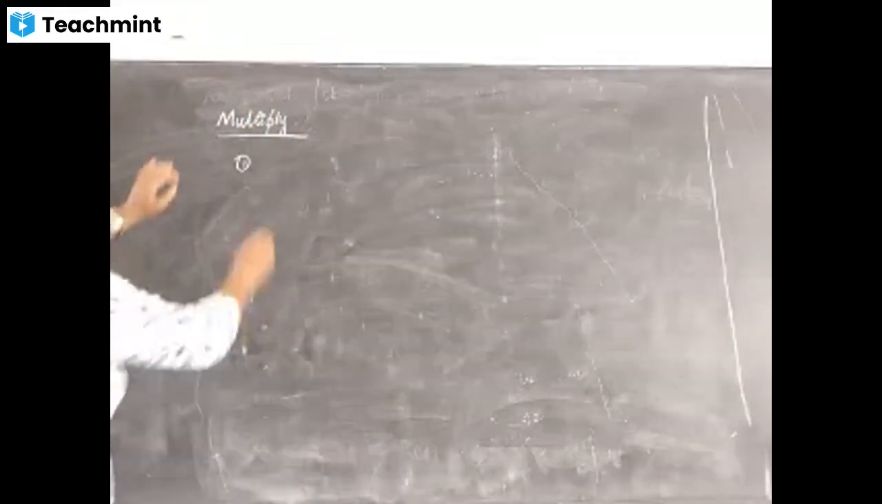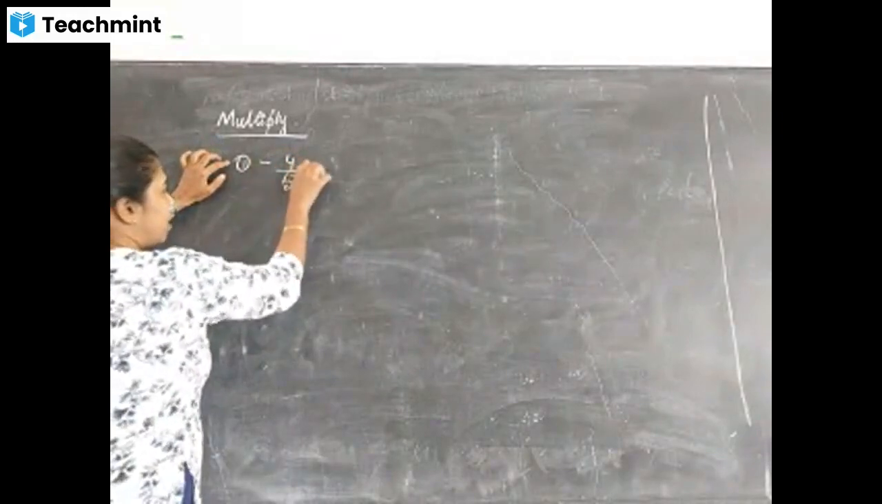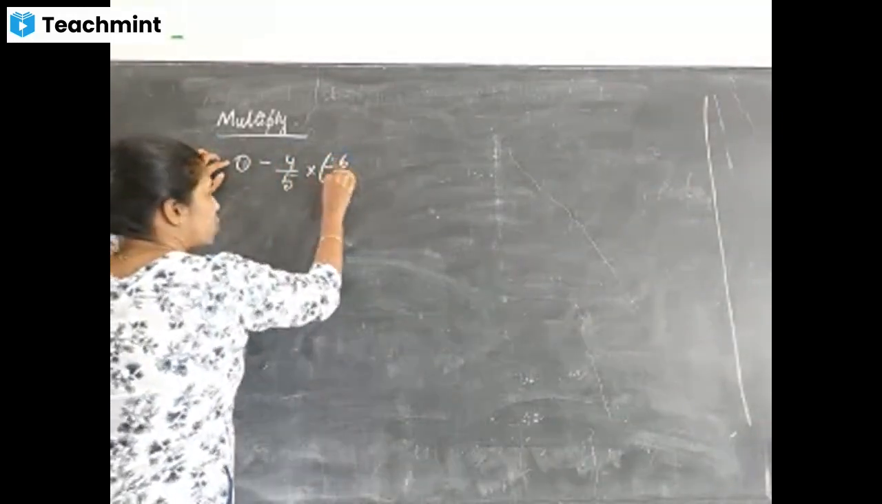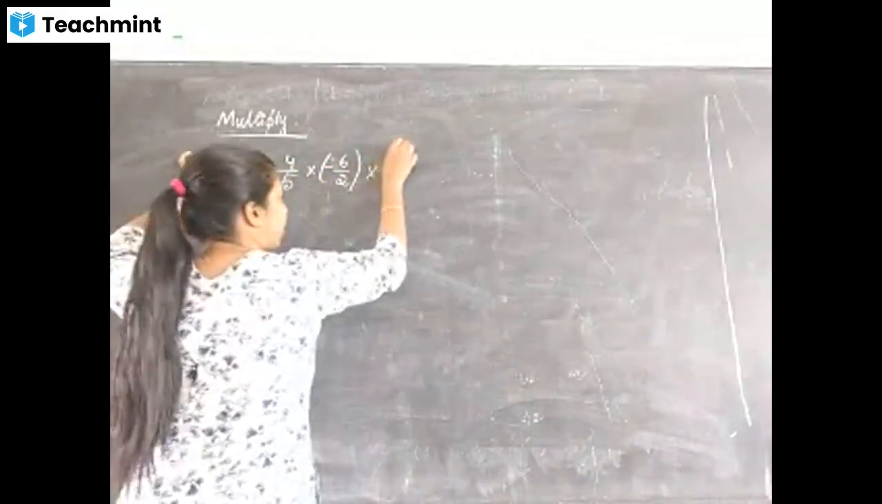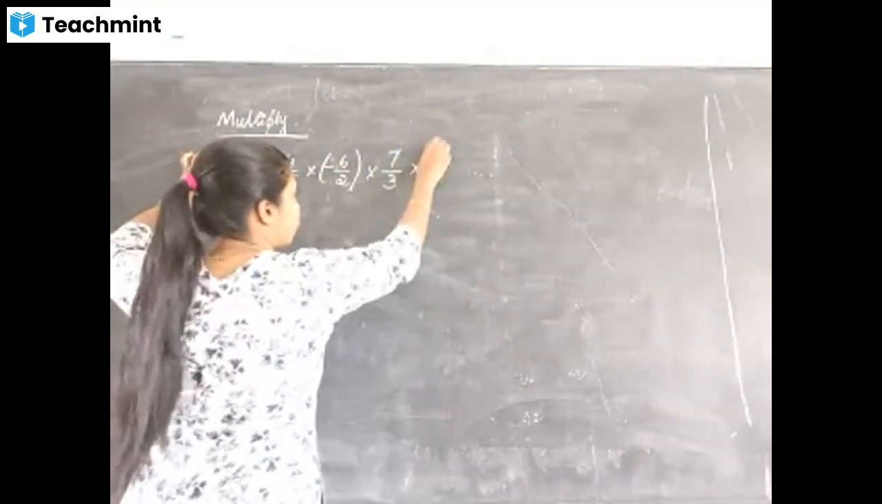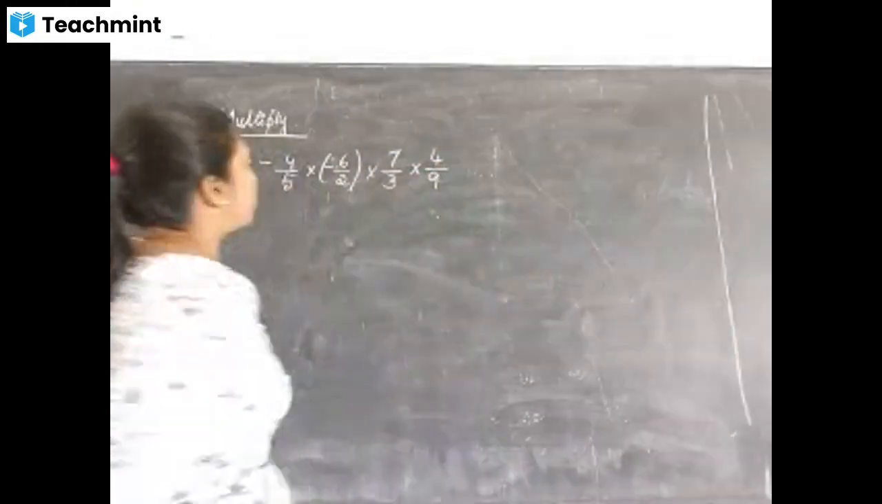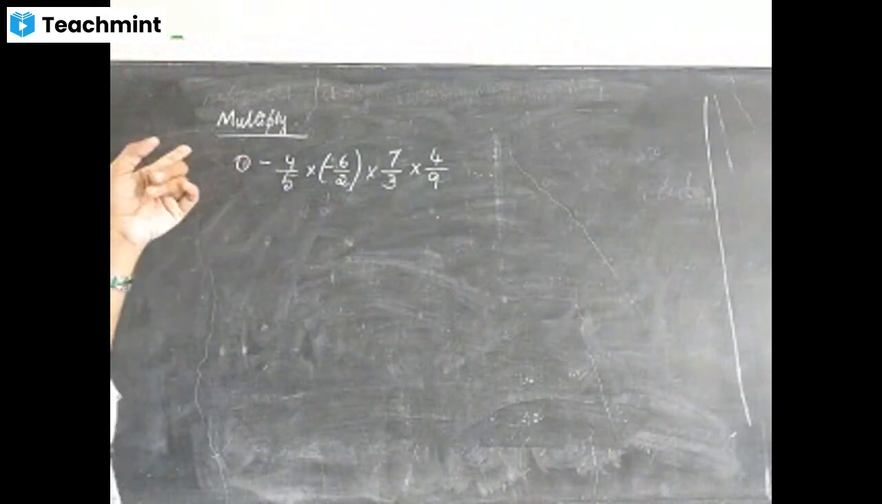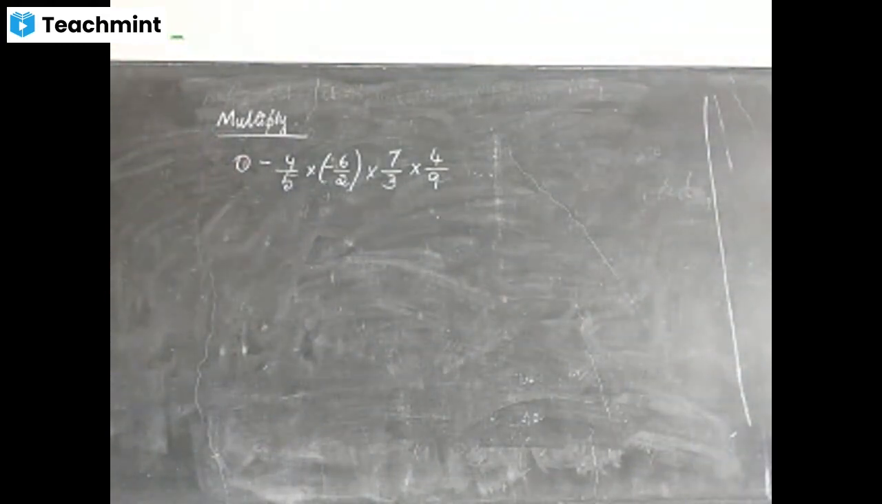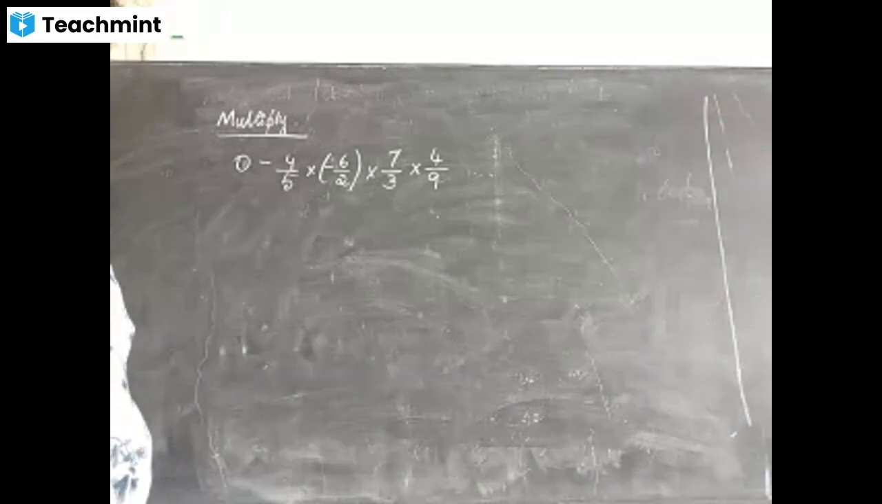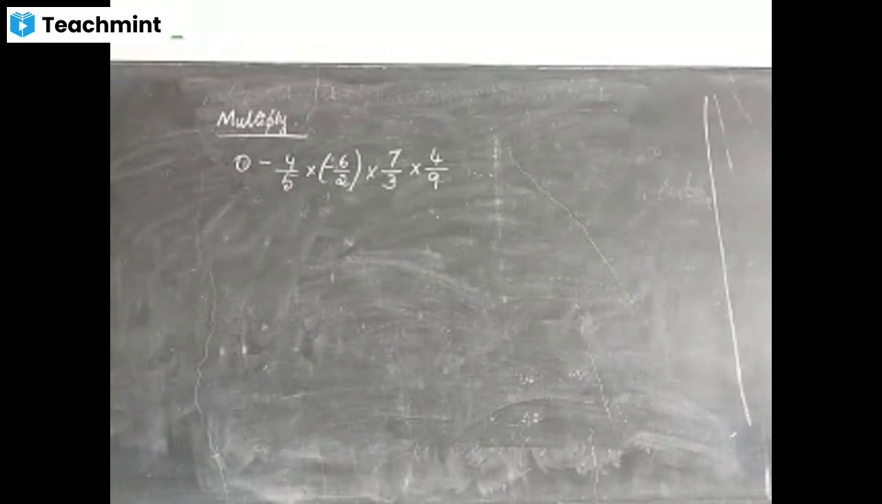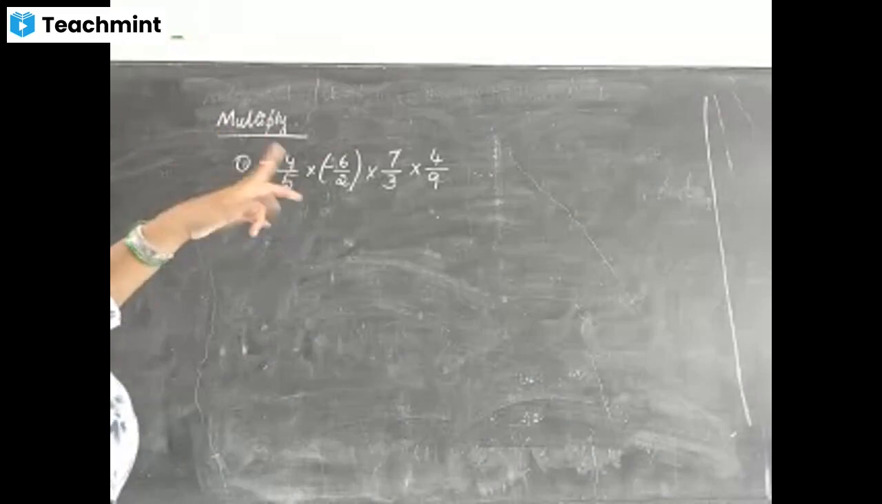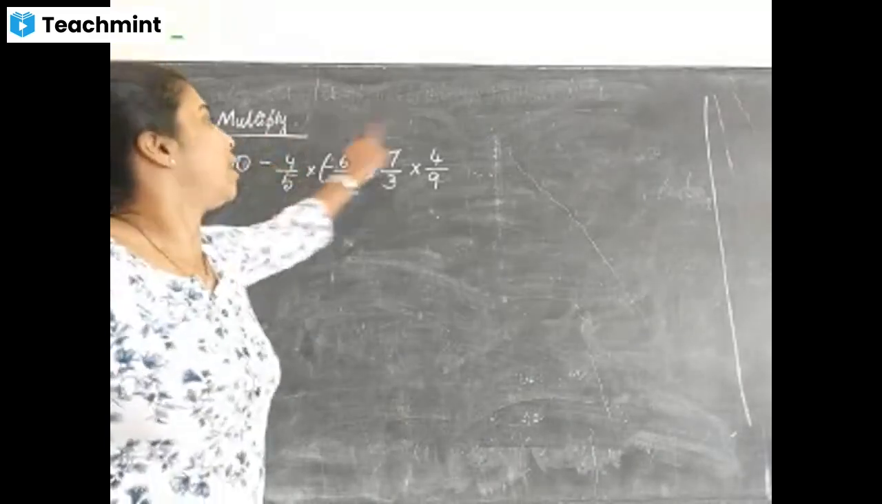Multiply. Minus 4 by 5 into minus 6 by 2 into 7 by 3 into 4 by 9. Now I cannot open the bracket here, because if I open, minus and minus in multiplication together give a sign. No need, don't open. First verify whether cancellation is possible anywhere. That's easy. Just see the numerator and the denominator. If it is possible to cancel, you can cancel. Don't cut numerator to numerator.